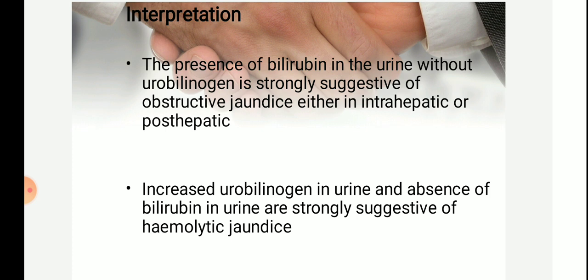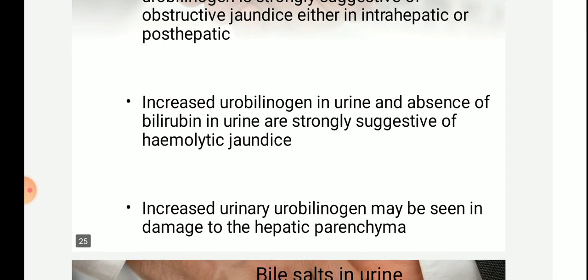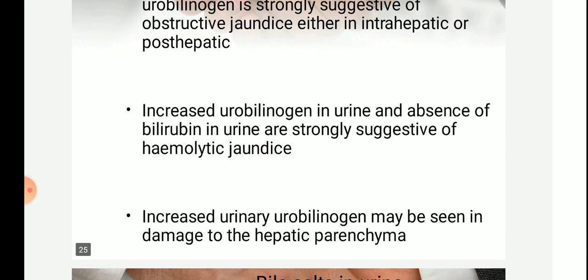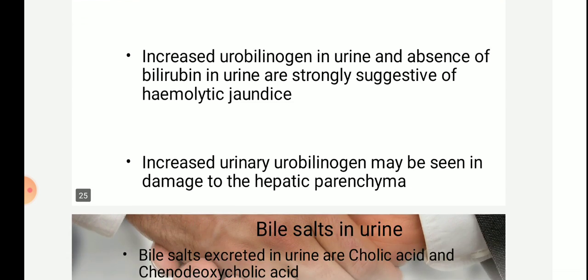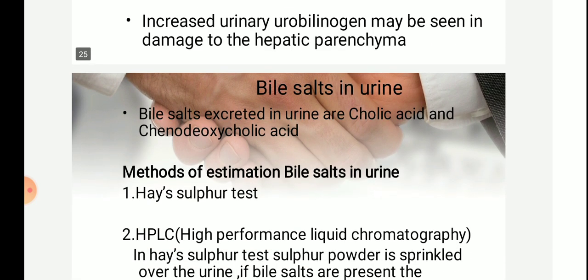Interpretation: presence of bilirubin in the urine without urobilinogen is strongly suggestive of obstructive jaundice. Either could be intrahepatic or post-hepatic. So the increased urobilinogen in the urine and absence of bilirubin in urine are strongly suggestive of hemolytic jaundice. So increased urinary urobilinogen may be seen in damage to the hepatic parenchyma.